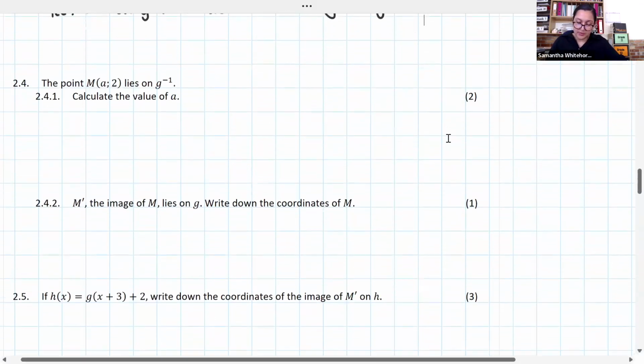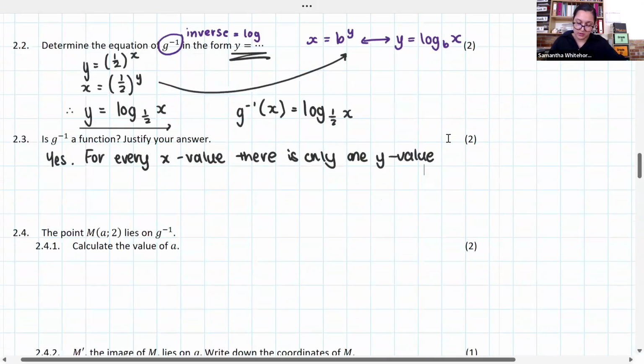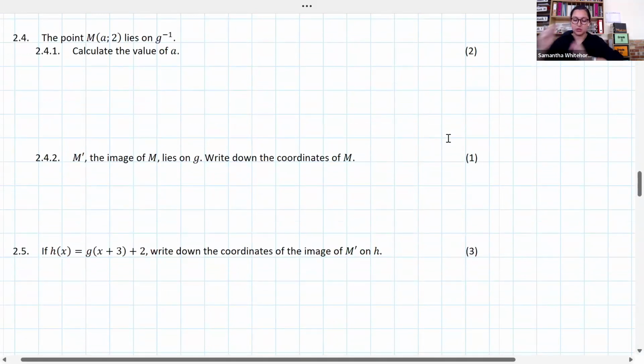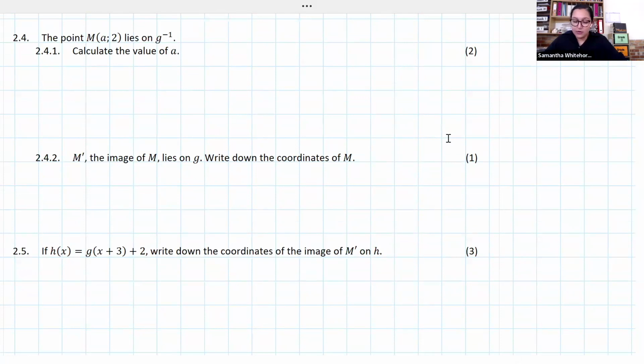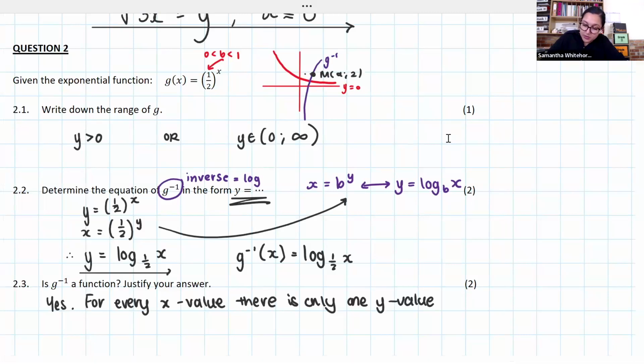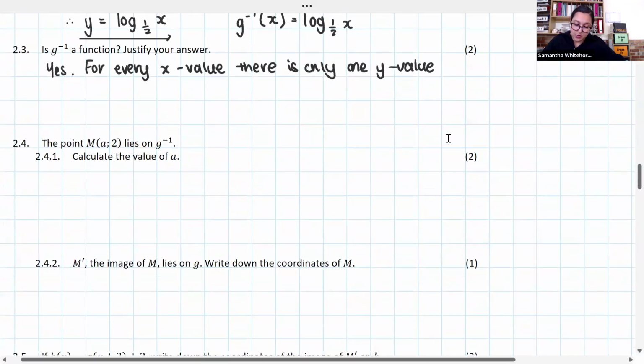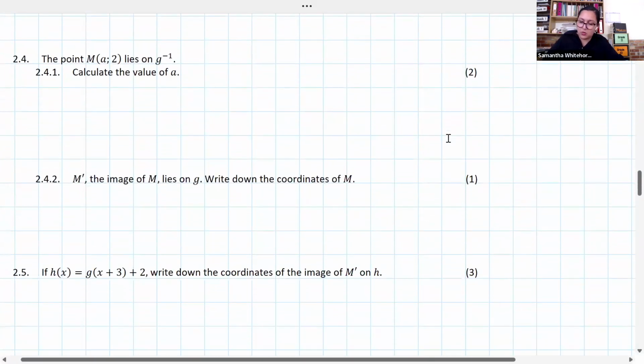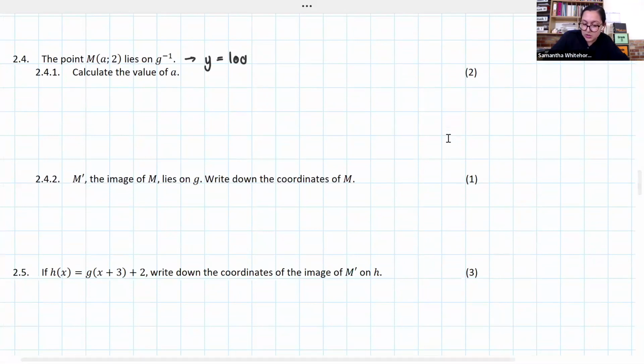Alrighty. So when we get to 2.4, yeah, we can do that. I just want to make sure your screenshots aren't too teeny tiny. We've got the point M, (a; 2) lies on the inverse. So if we have this inverse here, we've got this point M somewhere, (a; 2). I've put it there because obviously it needs to be a 2 on the y-axis. Problem is I don't know what the x coordinate is. All I know is that it lies on my inverse, which is y is equal to log base a half of x. Great. Calculate the value of a.